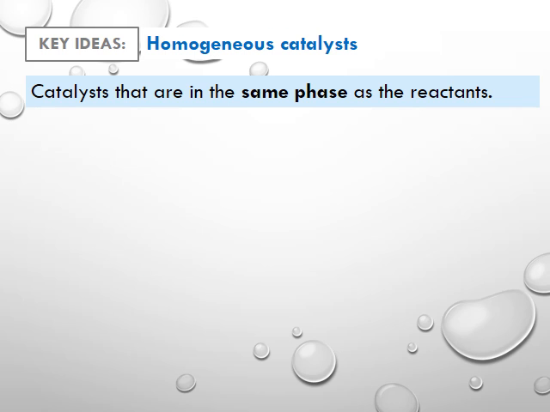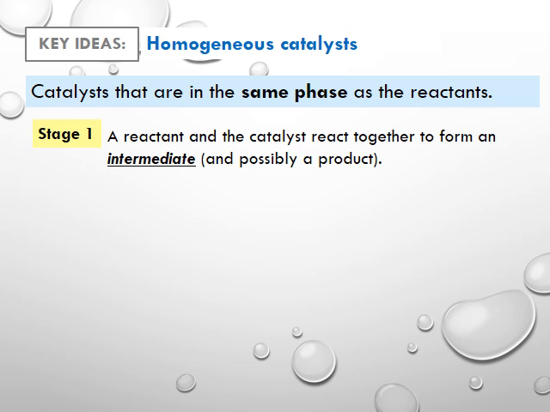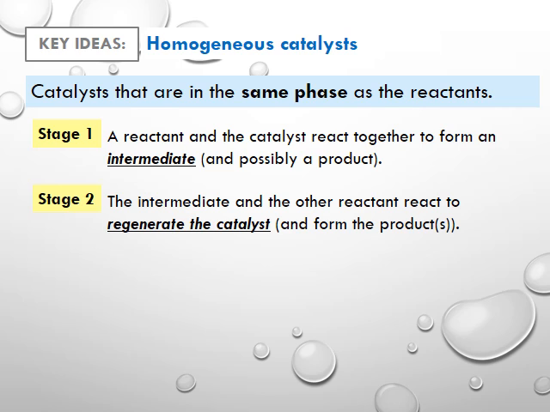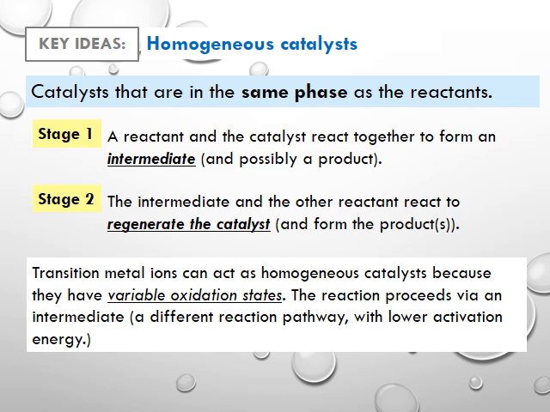Okay, so definition, hopefully you've got. Catalysts in the same phase as the reactants, quite often just all aqueous. There aren't loads of homogeneous catalysts that are in other phases. And the stages are slightly different. To start with, the reactant and the catalyst react together to form an intermediate, and you might get a product formed in that first reaction as well. And then you get a second part of the reaction where the intermediate that's just been made will react with the other reactant to regenerate the catalyst and to form the product.